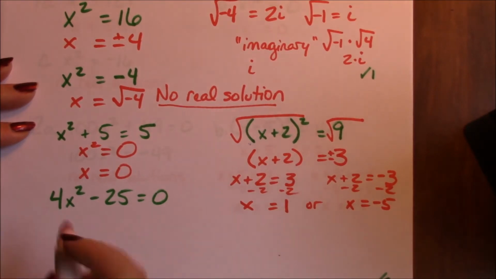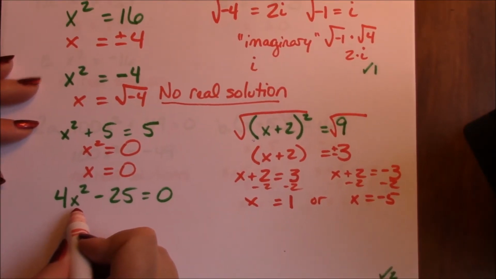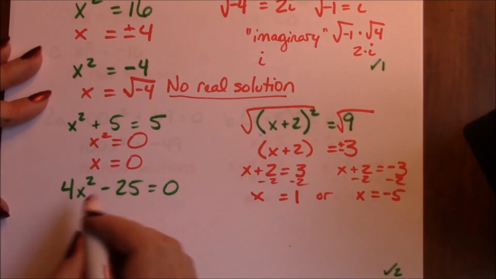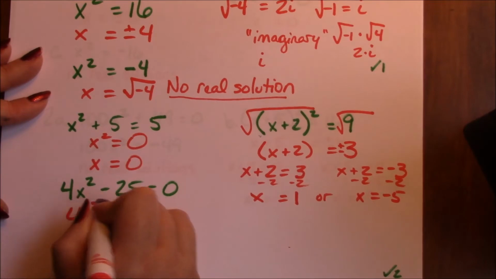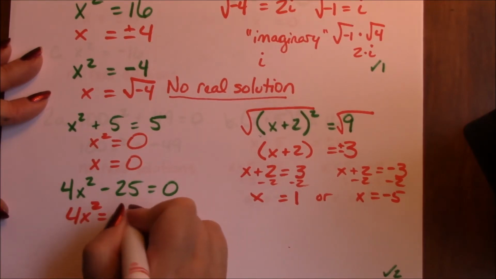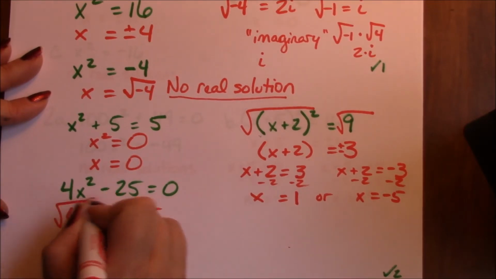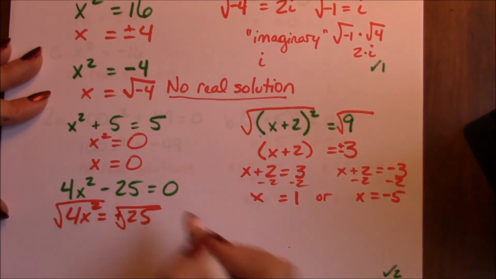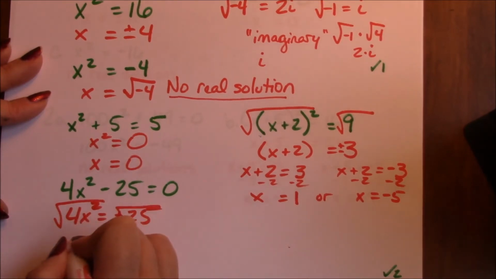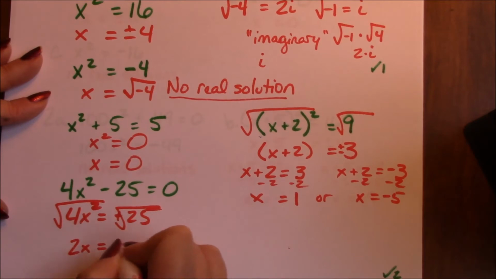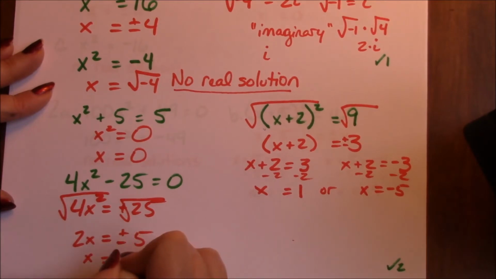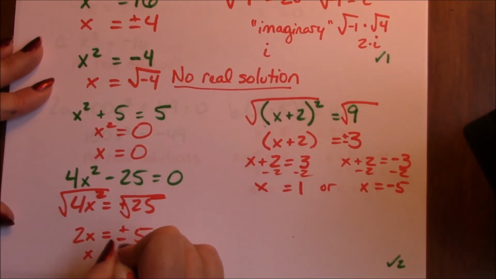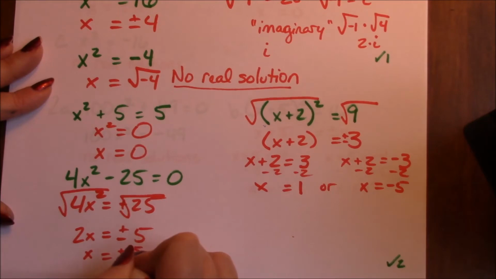Let's try this one. 4x squared minus 25 equals 0. Well, that means 4x squared equals 25. And we can find the square root of that and the square root of that. And this is 2x equals plus or minus 5. So x equals plus or minus 5 over 2.